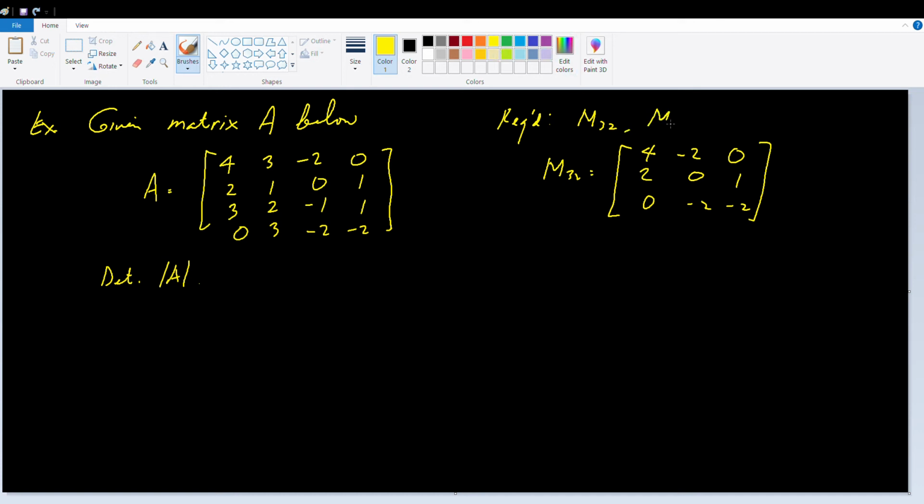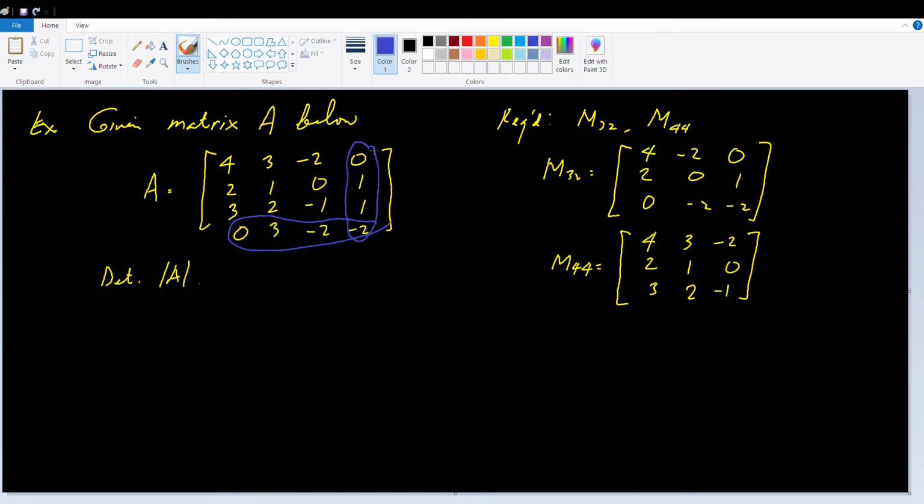Let us get M4,4. Delete the fourth row and fourth column. M sub 4,4 is again a 3 by 3 matrix. We have the elements 4, 3, negative 2, 2, 1, 0, 3, 2, and negative 1.